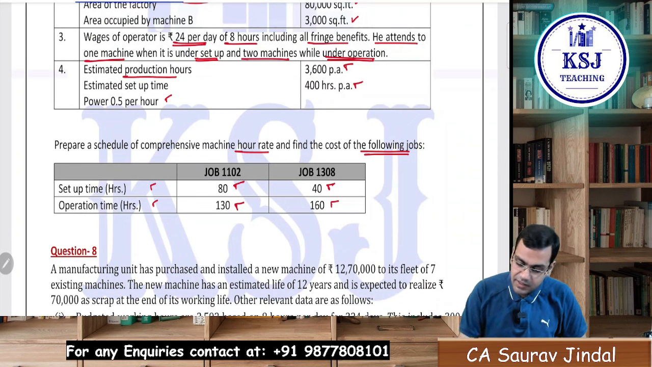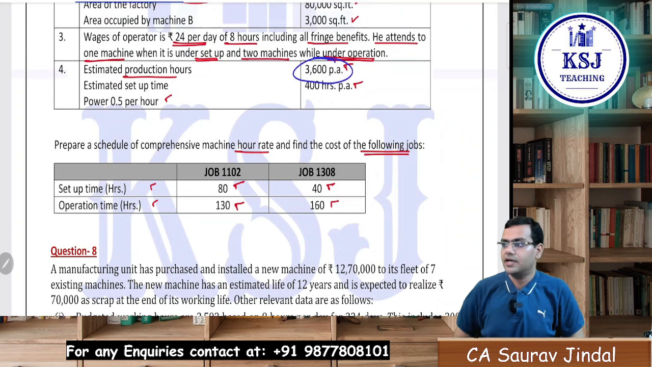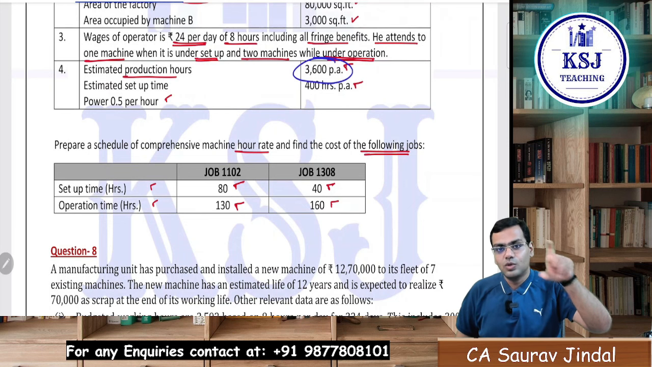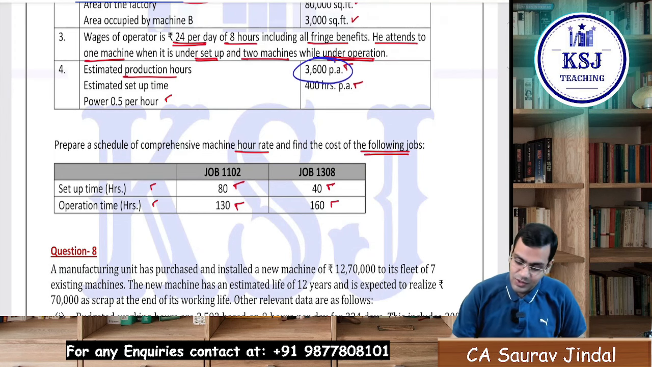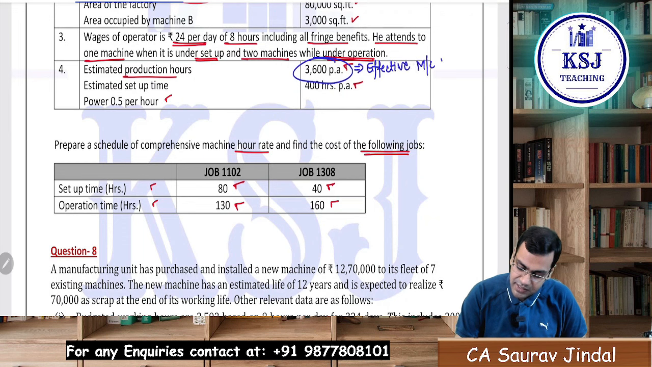Right? Estimated production hours is 3600. Now what is this? Is this the total hours? This is given as the production hours. So this is actually the effective machine hours that is given to you.